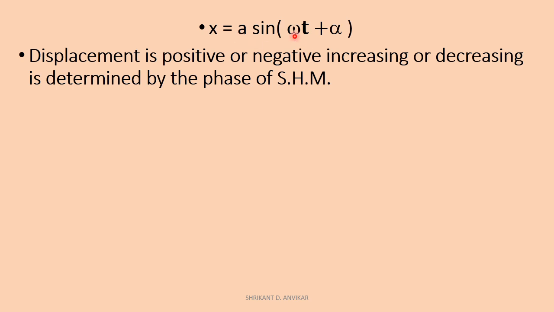Omega is constant and alpha is also constant. The term omega t is known as the phase of SHM, and this phase is a function of time. It depends upon time. Displacement of the particle may be positive or negative. Displacement may be increasing or decreasing. This is determined by the phase of SHM.